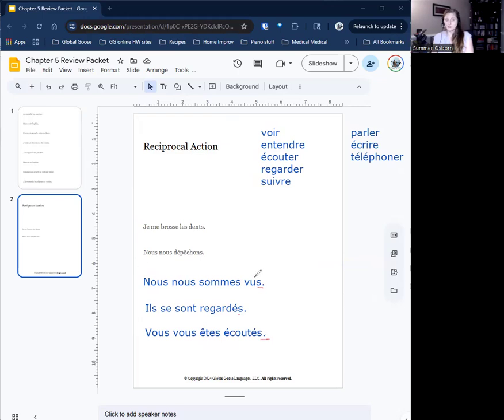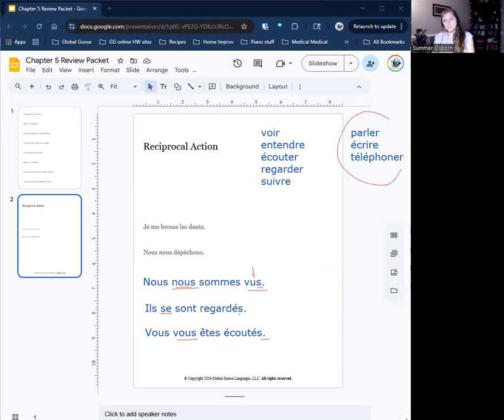Well, there's kind of two reasons, but I'm gonna go with this one. Because this reflexive pronoun is functioning in this case as a direct object. Now I have a direct object coming before a past participle. Whenever a direct object comes before the past participle, you have to make agreement between that direct object and the past participle. Okay? Easy enough?